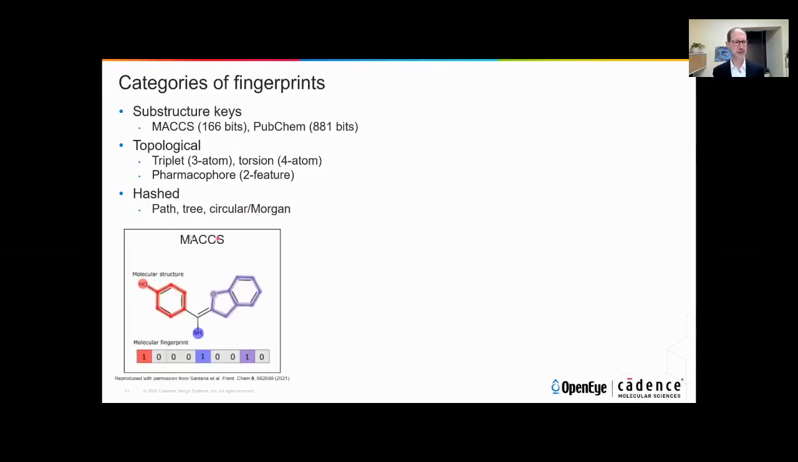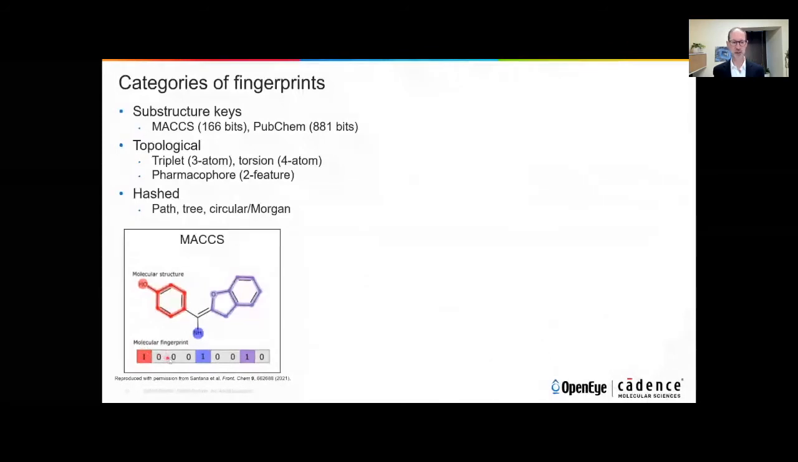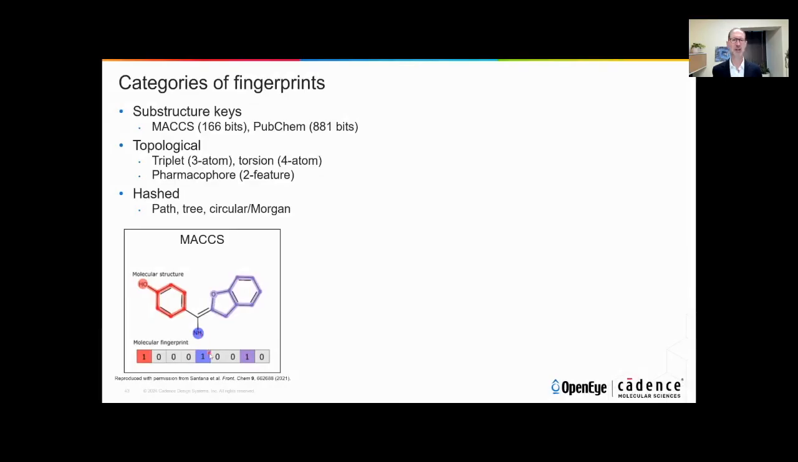So diagrammatically, a MACCS key asks the question, do we have a certain functional group? In bit 1, do we have a phenol group? Yes. Do we have a chlorine? No. Do we have a fluorine? No. Do we have a bromine? No. Do we have a primary nitrogen? Yes. And so we build up the fingerprint that way.